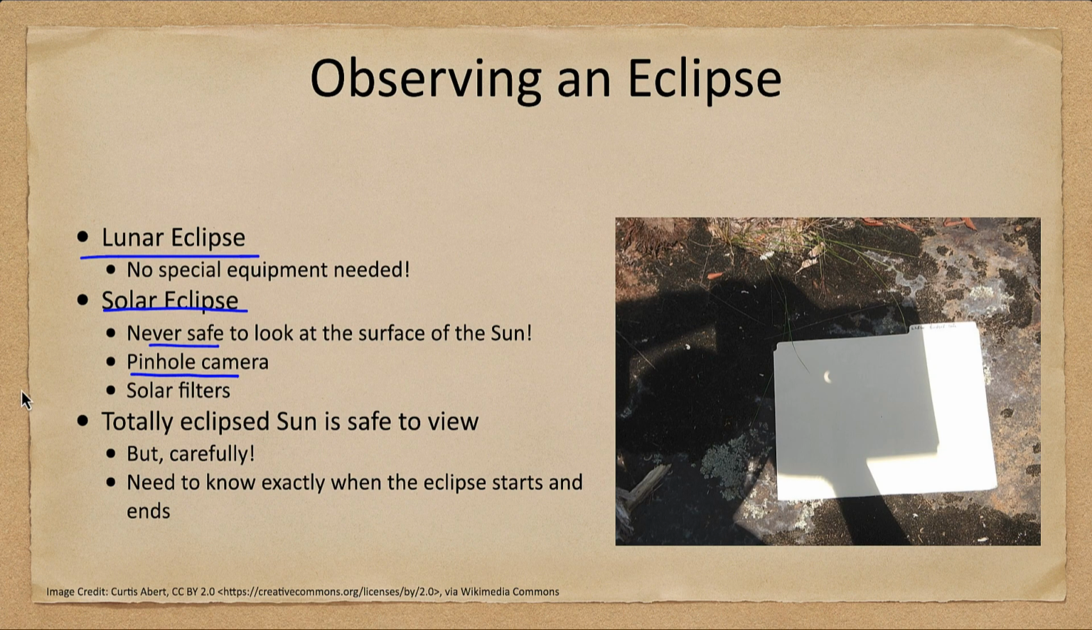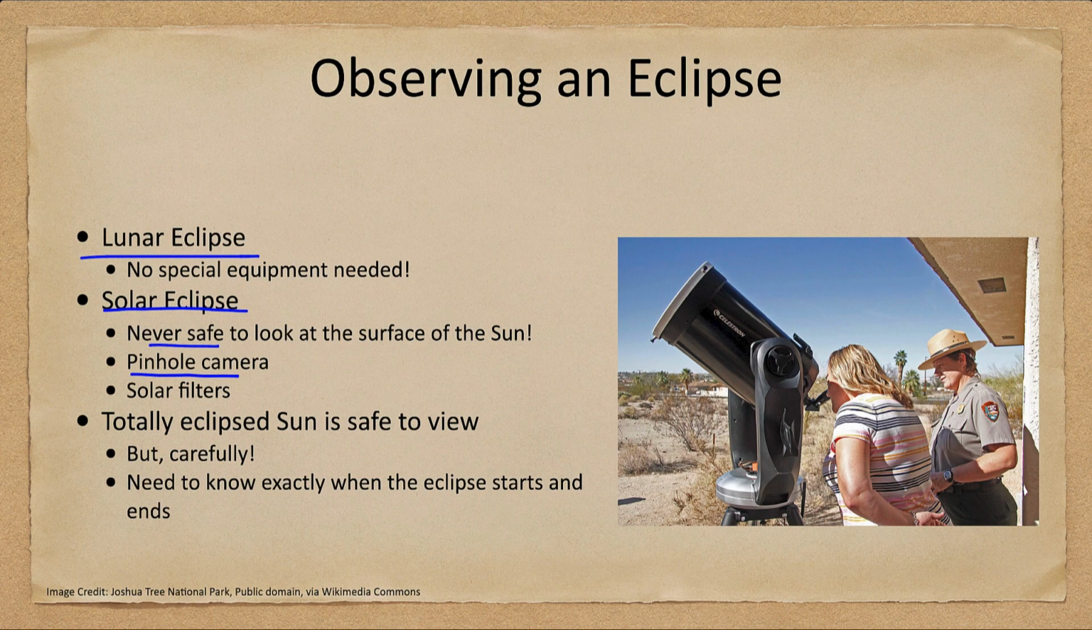It is only staring at the sun directly itself. Now, technically, the totally eclipsed sun is perfectly safe to view. But you've got to be extremely careful because you don't know when the eclipse is starting and ending. And even a small portion of the exposed surface of the sun can cause damage in a relatively short amount of time.